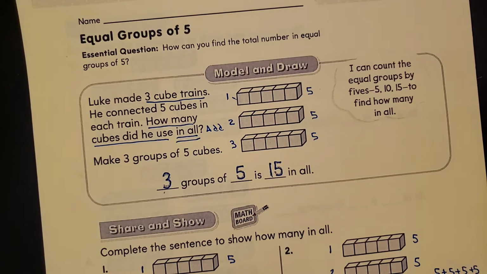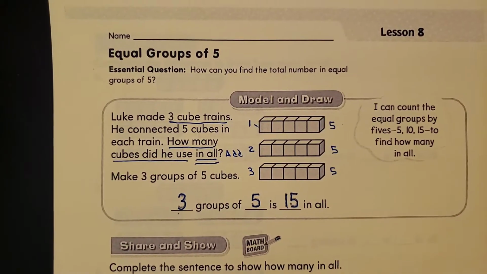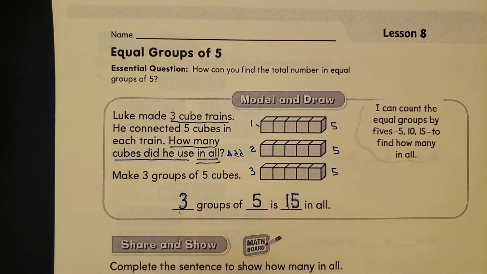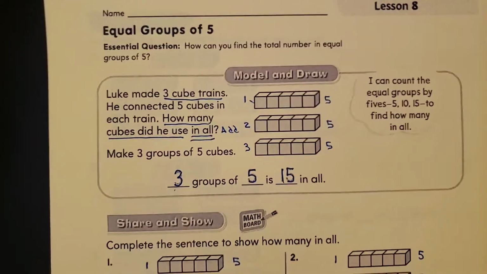For yesterday, it was equal groups of 5. This was the model and draw example at the top, and I'm not going to go over that because they have the answers there as well. So I'm going to scroll it down a little bit.